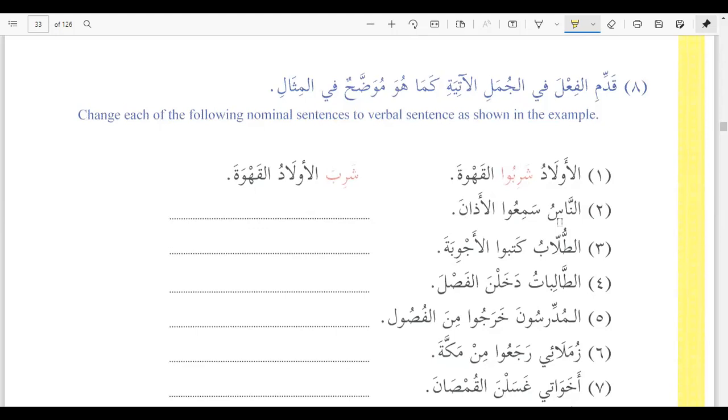Number 2 is an-nasu sami'ul adhana. The people heard the azan. Yes, sir. The people heard the azan. Sami'an-nasul adhana. Sir, the people heard the azan. It's a verbal sentence. Yes, sir. Sami'. Number 3.